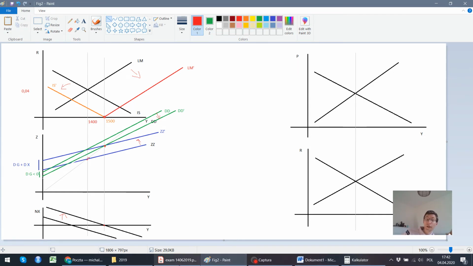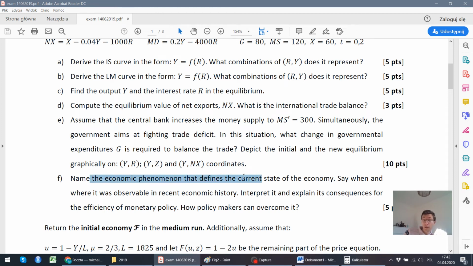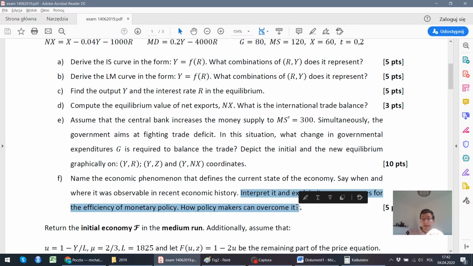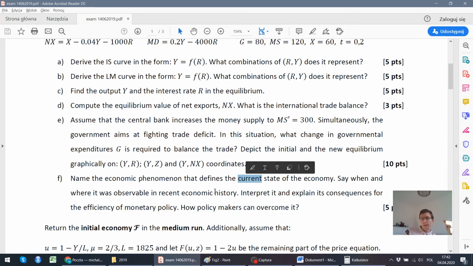And this is what I'm asking here in point F. Name this economic phenomenon that defines the current state of the economy. Say when and where it was observable in recent economic history. Interpret it and explain its consequences for the efficiency of monetary policy. How policymakers can overcome it. So those are four questions: the name of this phenomenon, when it was observable, what is the consequence for the efficiency of monetary policy, and how policymakers can overcome it.